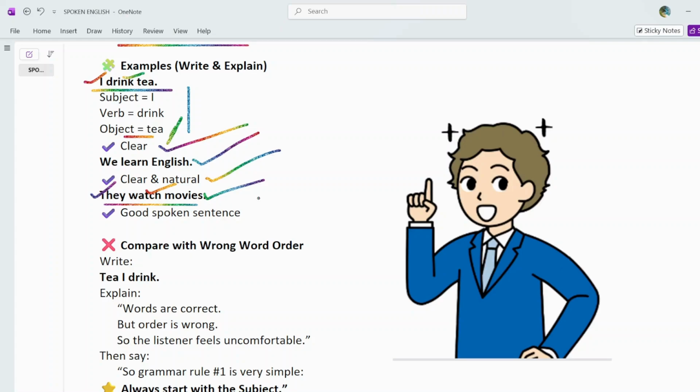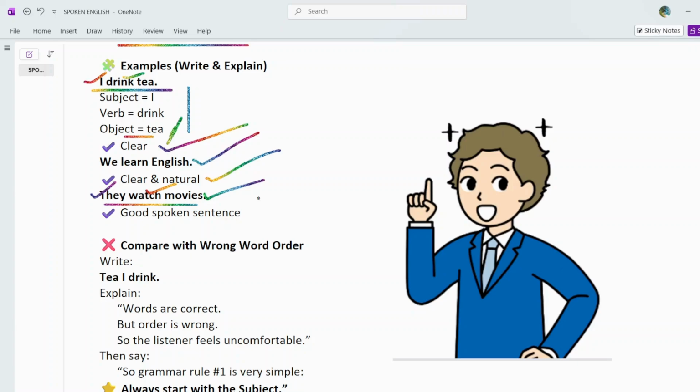Did you notice something here? If you think to yourself about what is similar in all the examples that I've just spoken about, it is that the structure never changes, my friends. It is subject first, verb second, and then the object.